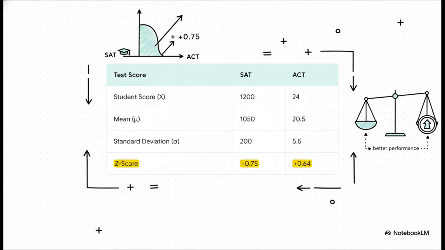Okay, let's go all the way back to our original question, SAT versus ACT. Once we calculate the z-scores for both, the answer becomes crystal clear. The SAT score of 1200 is 0.75 standard deviations above its average. The ACT score of 24 is only 0.64 standard deviations above its average. So, because 0.75 is bigger than 0.64, the SAT score of 1200 is the better performance, relatively speaking. The z-scores translated them for us perfectly.